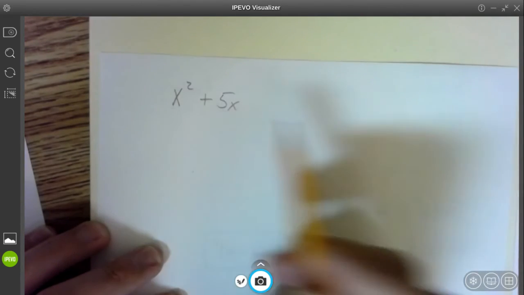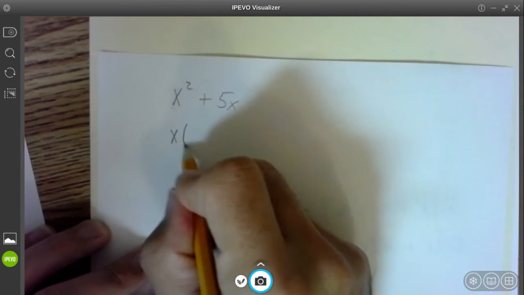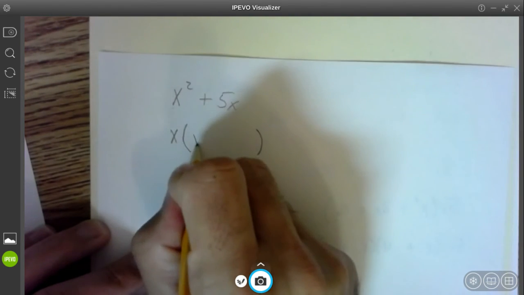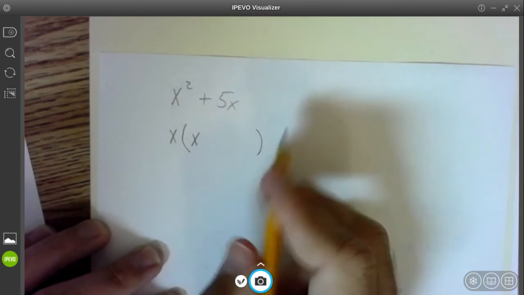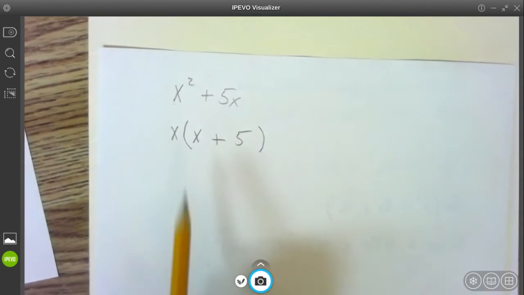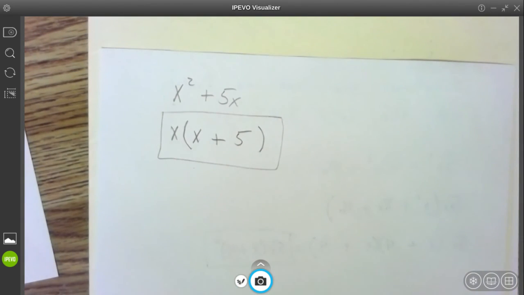These two terms have an x in common. That's what they have in common, so I'm going to factor that out. My x squared just becomes an x, and my 5x just becomes a 5. There it is. I'm done. No trouble, no tricks. That's something you want to keep in your back pocket. Keep yourself familiar with factoring out the GCF. It's often overlooked.